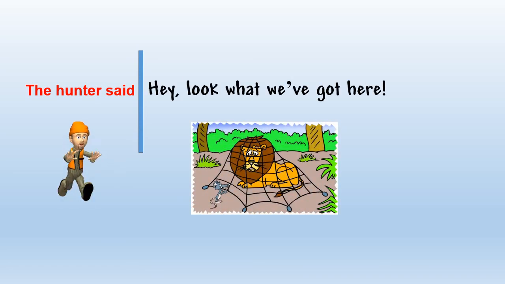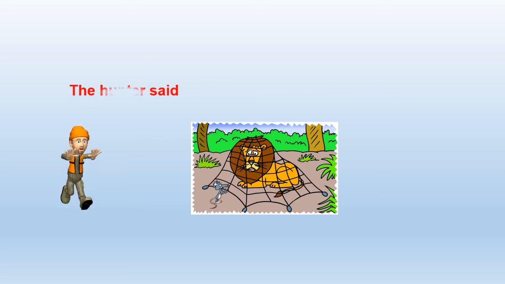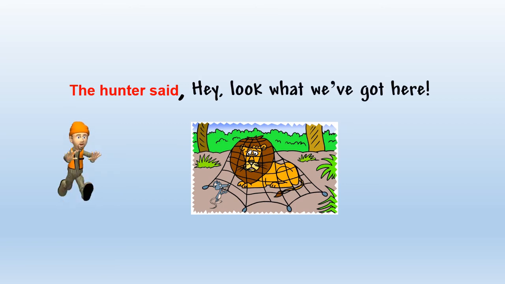Let's try another sentence. Here we see the hunter running in surprise. The hunter said, "Hey, look what we've got here." We separate the hunter from the spoken words. The hunter said, we separate the character from the spoken words by using a comma. Next, what did he say? Look what we've got here.